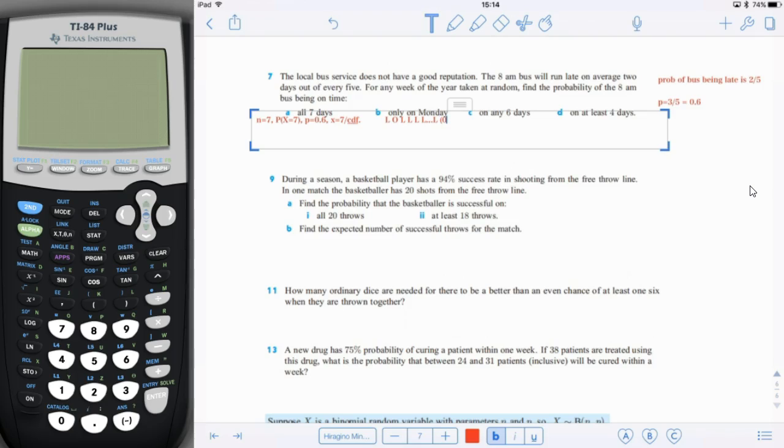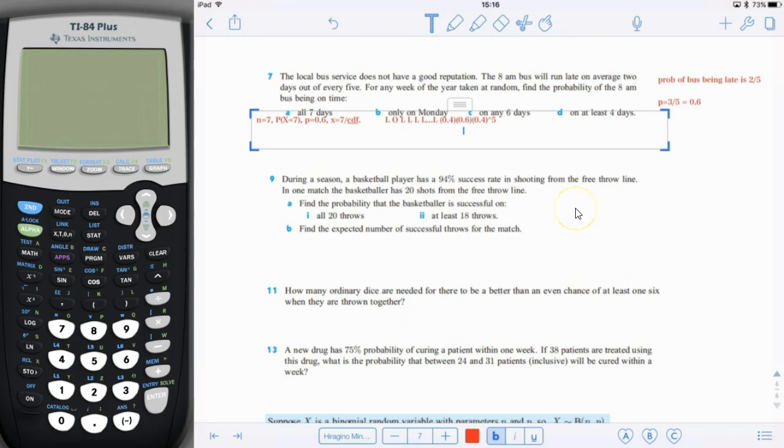You could just put: this is equal to 0.4 for late on Sunday, then you multiply it times 0.6 for Monday, and then you multiply it times 0.4 for Tuesday, Wednesday, Thursday, Friday, Saturday. So that would be 5 days, so for this one you would do to the 5th. So it would be actually 0.4 to the 6th times 0.6. Okay. All right, next one for C. What is the probability of the bus being on time on any 6 days?